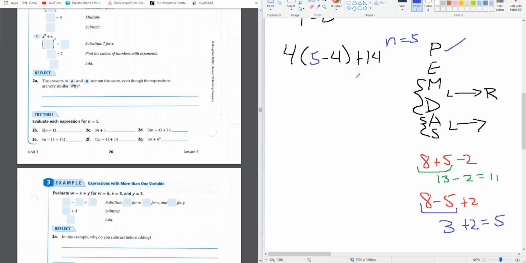There we go, 5. So that means 5 minus 4, which is 1. I didn't do anything to this outside here. Okay, parenthesis, done. Are there any exponents? No. Is there any multiplication or division?